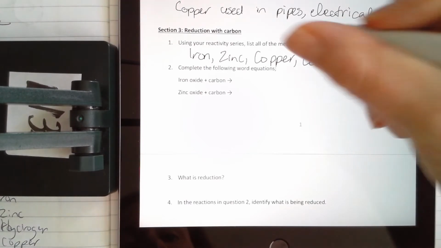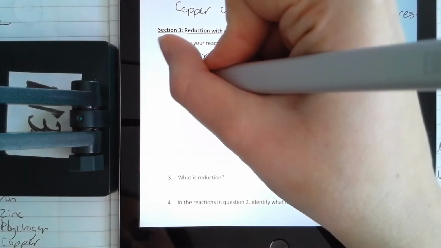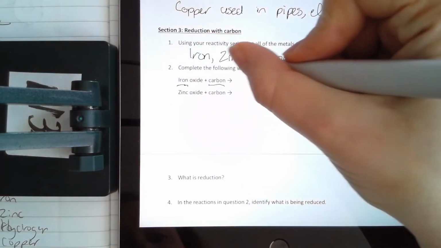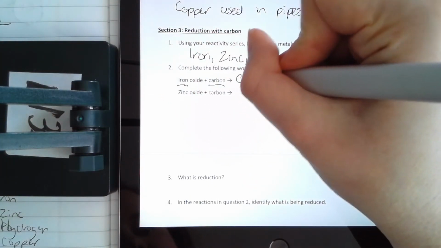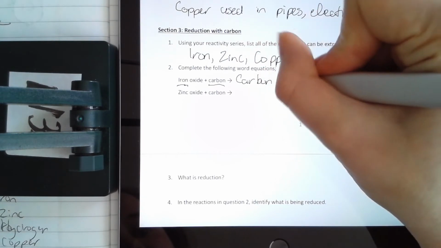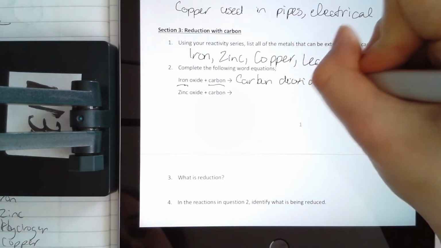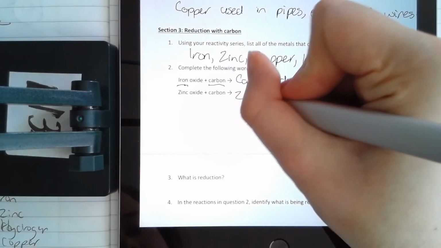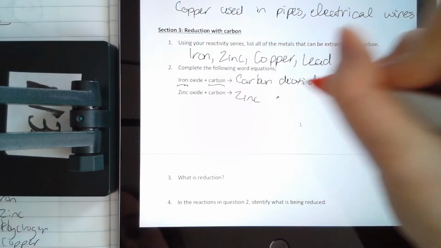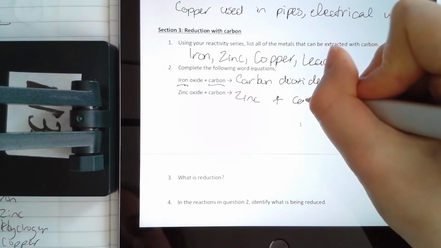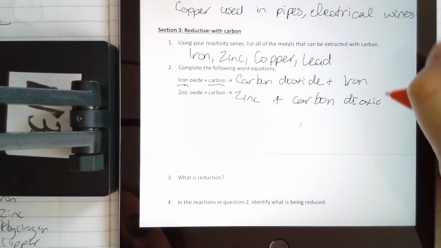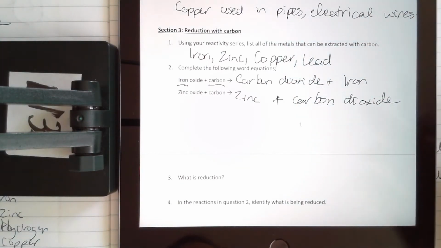Complete the following word equation. We've done this over and over again. I'm swapping iron and carbon because carbon is more reactive. And when I swap them around, I don't actually get carbon oxide. I get carbon dioxide and I get iron by itself. When I swap these two around, I get zinc plus carbon dioxide. It doesn't matter which order you write the carbon dioxide and the metal. It can be either order.